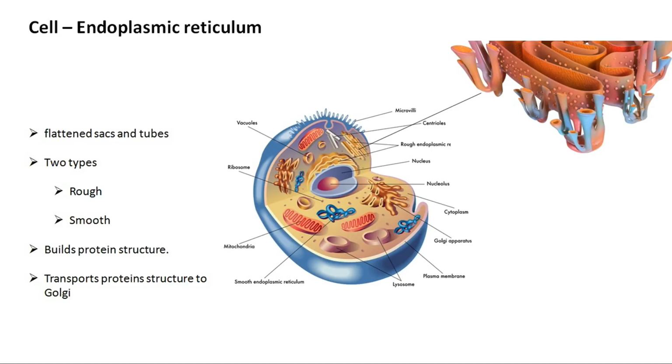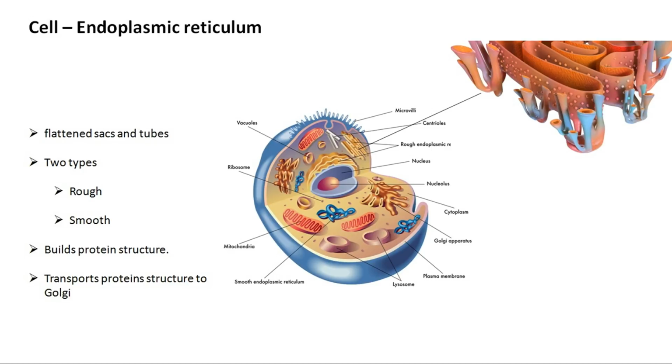Endoplasmic reticulum. The endoplasmic reticulum is a membrane consisting of flattened sacs and tubes as seen in the picture here, and it connects to the nucleus outer membrane. There are two types of endoplasmic reticulum, rough and smooth. The rough has the ribosomes studded and hence the roughness for the membrane.